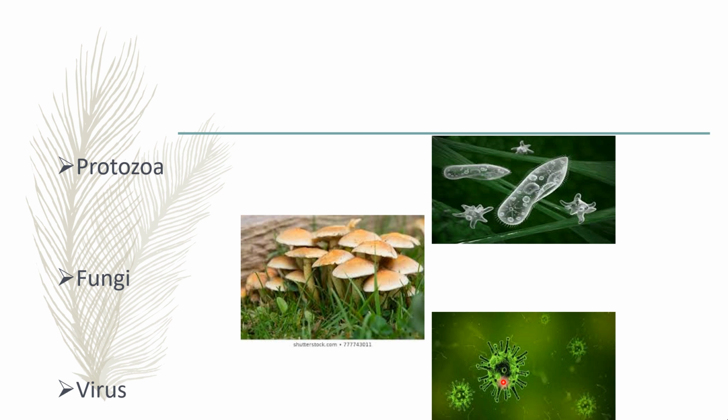And fourth one is virus. Viruses are smaller than the bacteria. They become very active when they reach the body of another living organism. The diseases caused by viruses are polio, flu, and mumps.